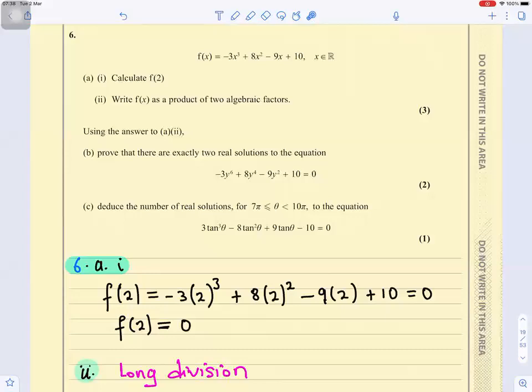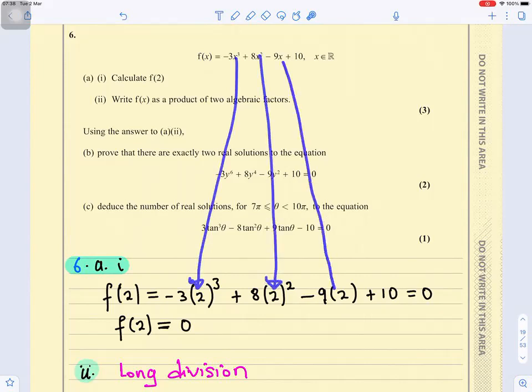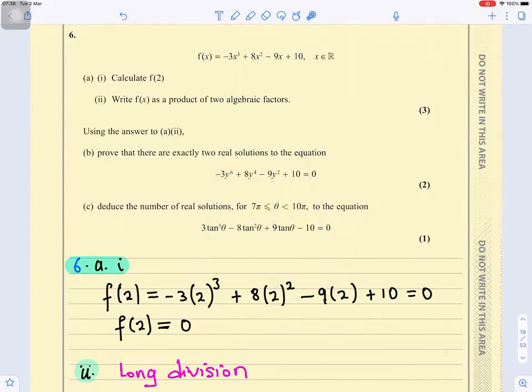Question number 6. f of x is that. Calculate f of 2 and write f of x as a product of two algebraic factors. So we want to find f of 2. We're using the factor theorem, so f of 2 means we substitute x is 2. Put 2 for x. Put it in your calculator, f of 2 is equal to 0.